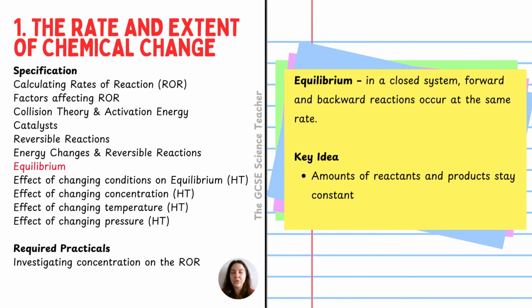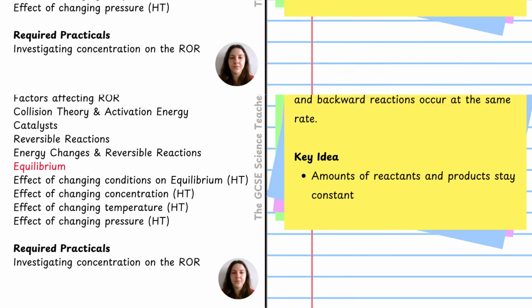Equilibrium is when, in a closed system, the forward and backward reaction occur at the same rate. This is often called a dynamic equilibrium because the forward and backward reaction happen simultaneously. A closed system, remember, is just a chemical reaction in a container that has a lid, so no external factors can affect the environment. A key idea here is that the amount of reactants and products stay constant because it's in a closed system.